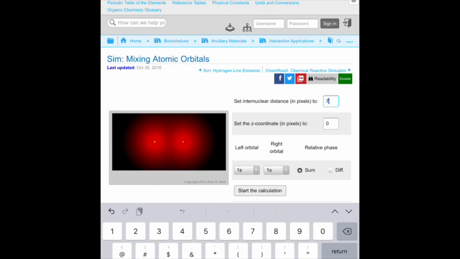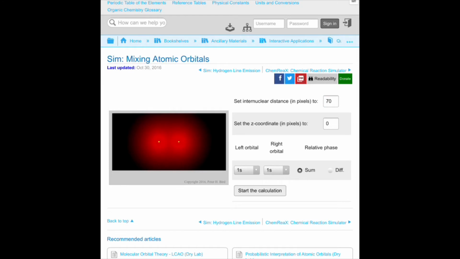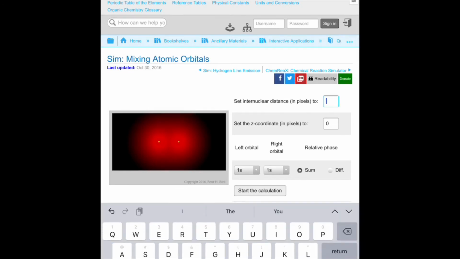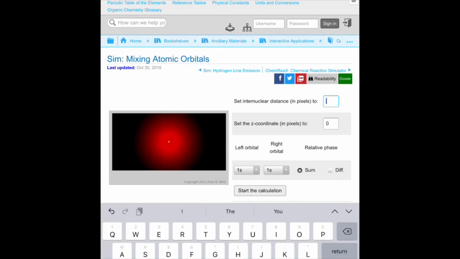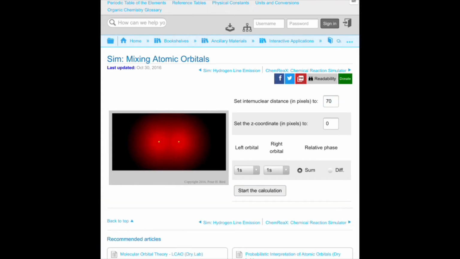See, they're closer. The perfect distance is around 70-ish. There you go. Now, watch what happens when I put them on top of each other. That doesn't look like a bond anymore, does it? It's like the atoms have done some weird melting or something. That is not the look of something that's bonded. They should not be on top of each other. This is the look of something that's bonded.